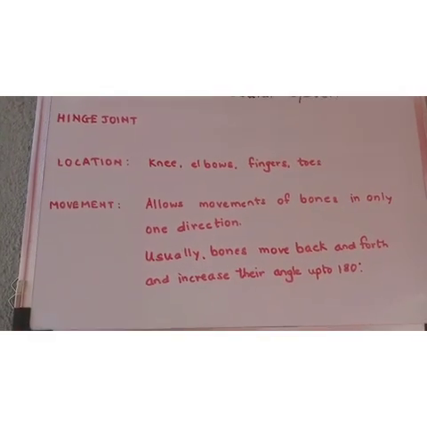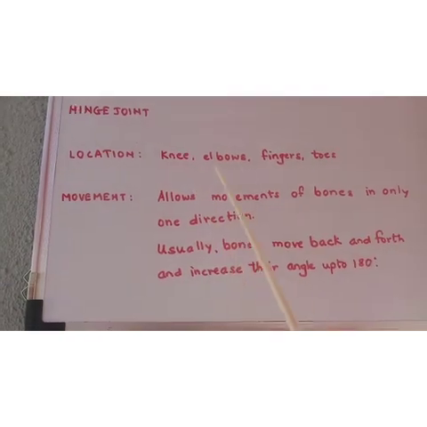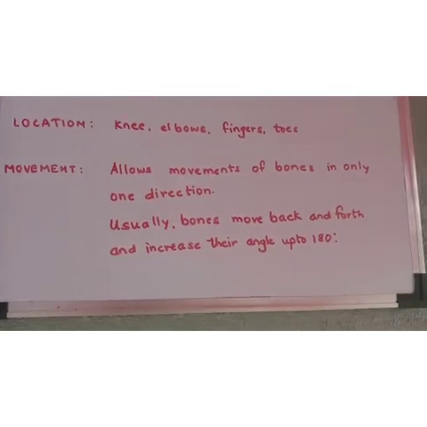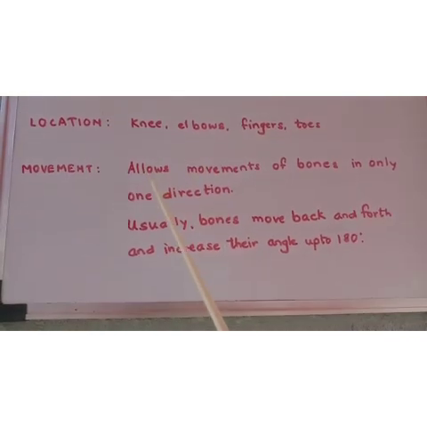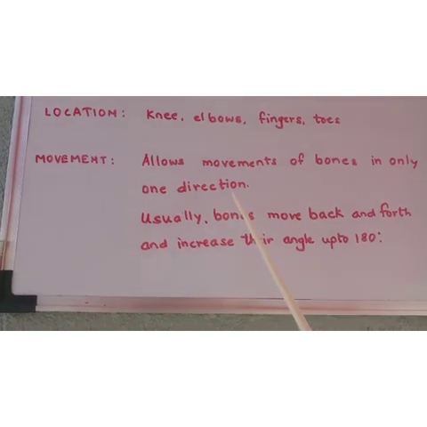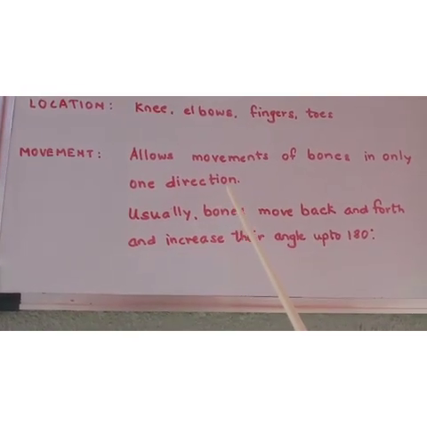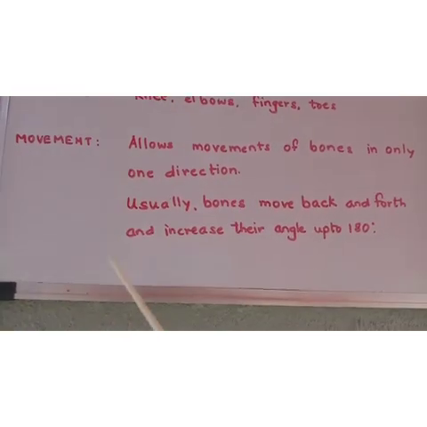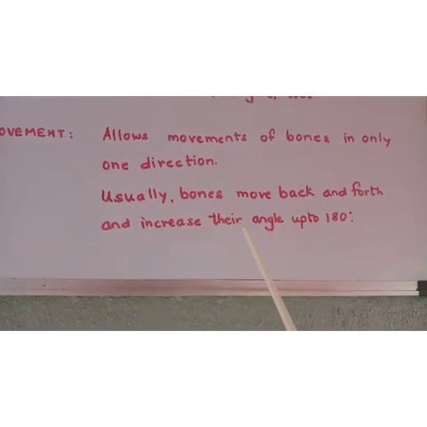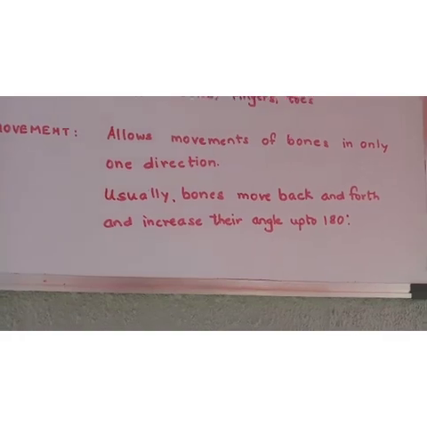Please remember, the hinge joint is situated in the knee, elbow, finger and toe. Movement: this type of joint allows movement of bones in only one direction. Please remember, it allows the movement of bones in only one direction. So usually bones move back and forth and increase their angle up to 180 degrees.